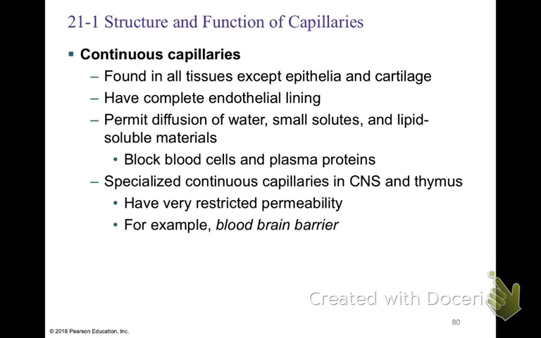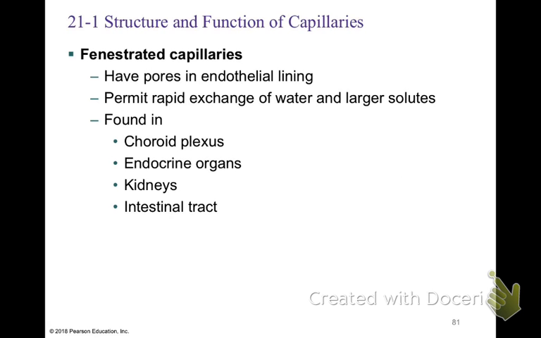The reason they're not found in epithelia and cartilage, remember, is that those 2 kinds of tissues are avascular. They have no blood vessels of their own. Similarly, you wouldn't find them in the cornea or lens of the eye.